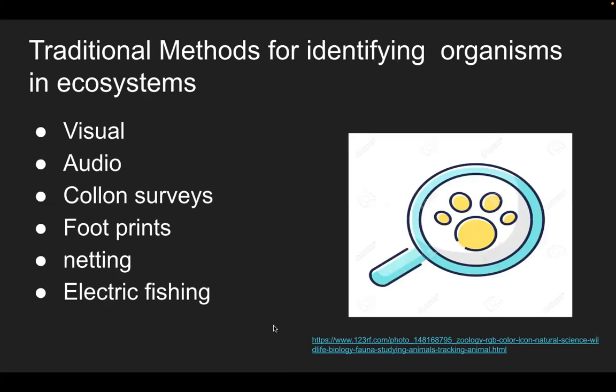Traditional methods for identifying organisms and ecosystems. For the traditional methods, we have visual, audio, call-in surveys, footprints, netting, and electric fishing. We are calling these traditional methods because they have been around for a long period of time.